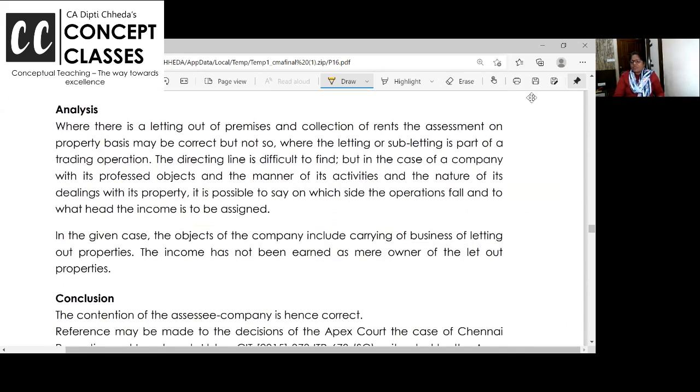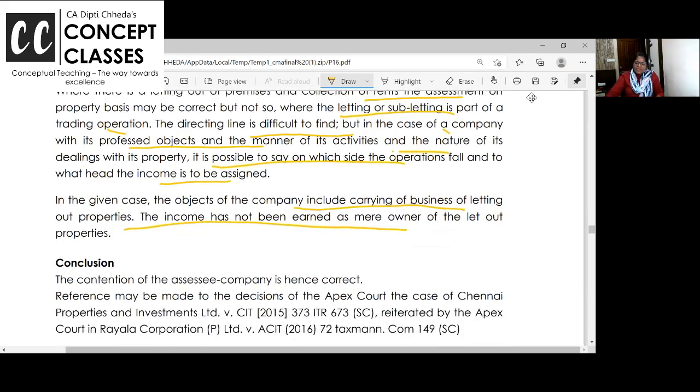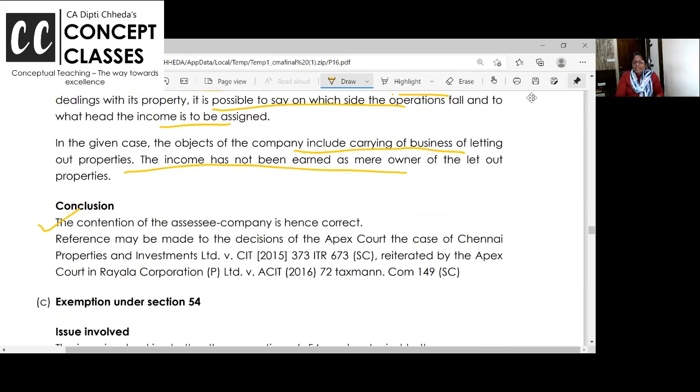The analysis is letting out of property and collection of rent may be correct, but where letting is a part of trading operations, directly it means difficult. But in the case of a company with a professional object of rental income, the object of the company is carrying on the business of letting out. The conclusion is that this time the SSC company is correct. This is a very rare case when the SSC is correct.